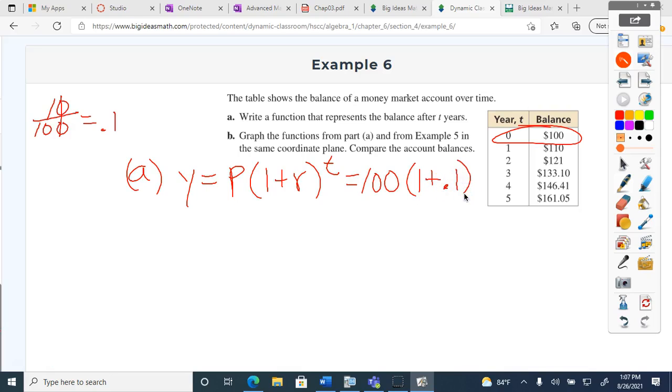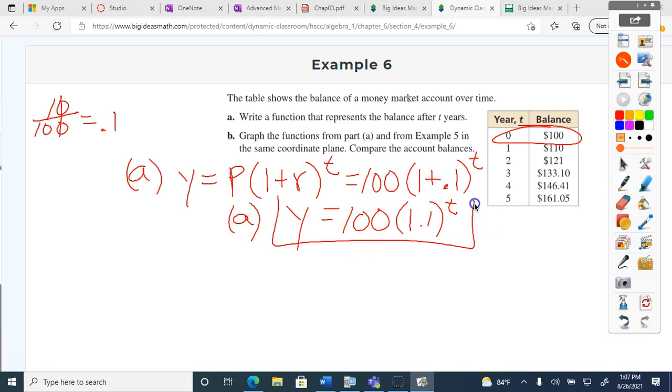Why are you looking at me like that? Because I want you to be sure you're right. 1 plus 0.1 to the t power. Can I add the 1 and the 0.1? Yes. So 100 times 1.1 to the t power. That's what y equals. That would be part A.